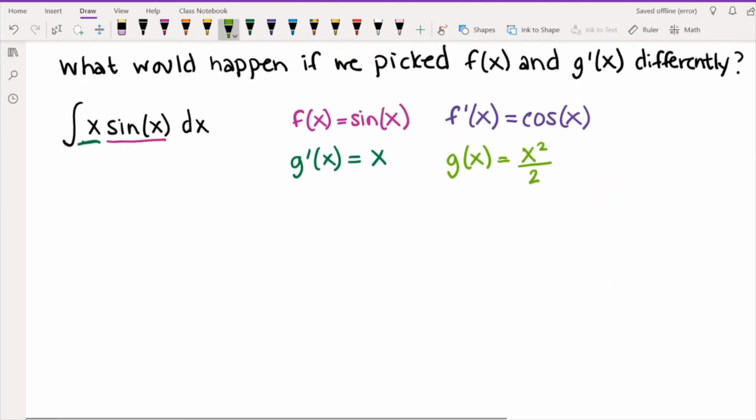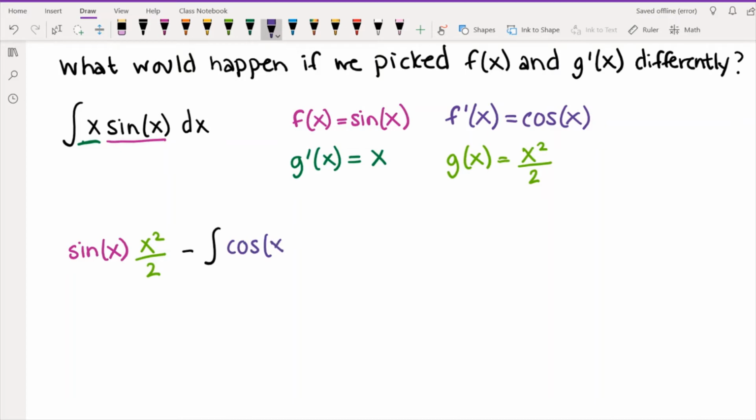So why is this a problem? Well, let's see what happens when we actually try to put these pieces together. We would first do f of x times g of x. So that would be sine of x times x squared over 2. So that part's fine. But then when we do the second part, we want to be multiplying together f prime of x with g of x. So that would now be cosine of x times x squared over 2.